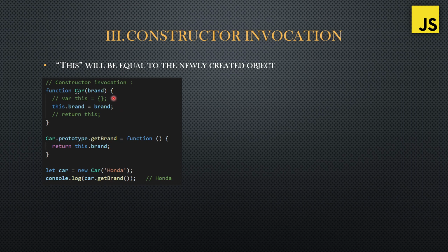So here in the comments, this is what JavaScript does behind the scenes. JavaScript will create an empty object and then will return it if nothing is returned. So you will here do this.brand equals Honda and then call the function getBrand and return this.brand, which you set to Honda.